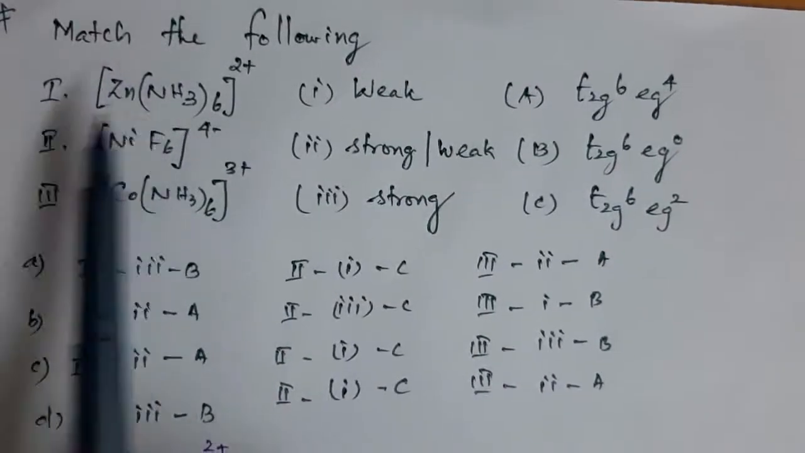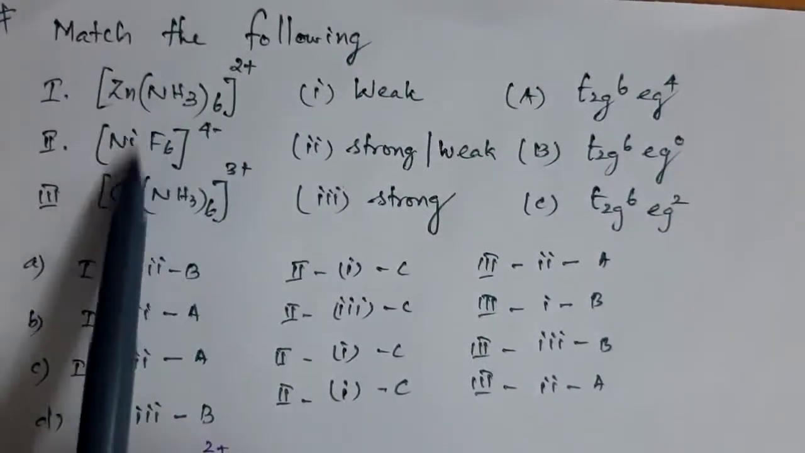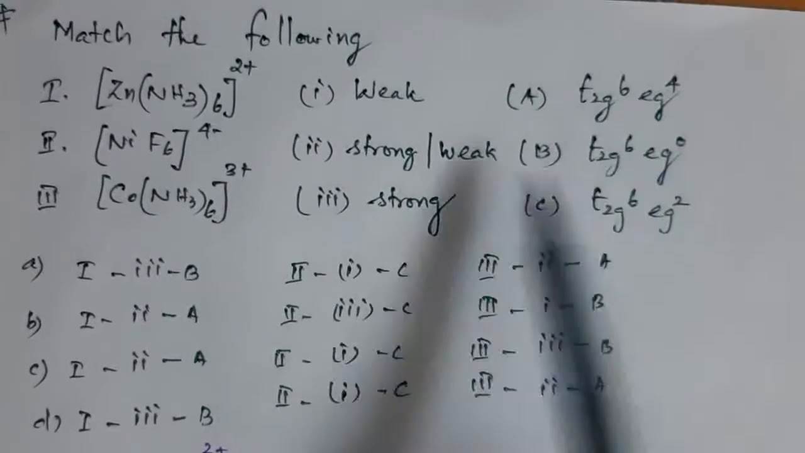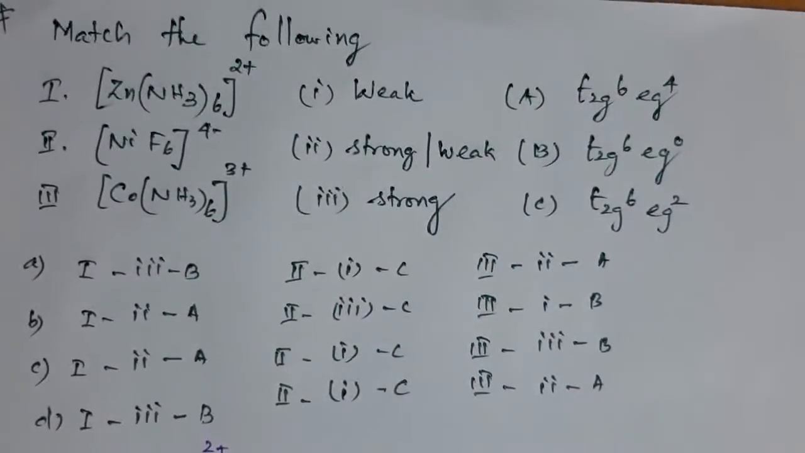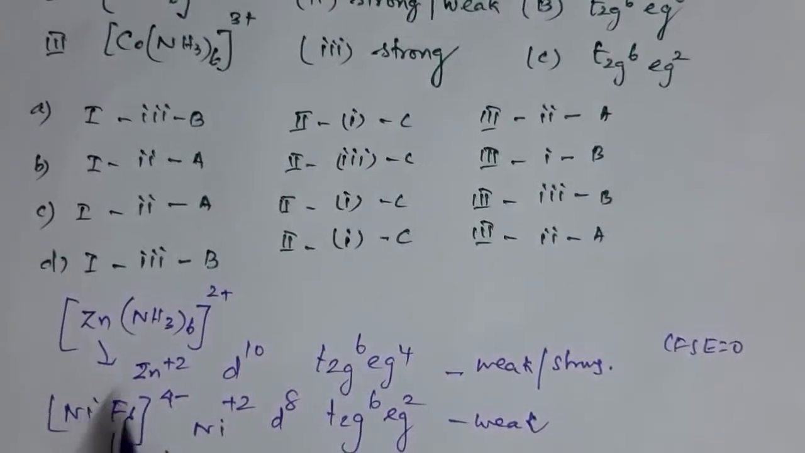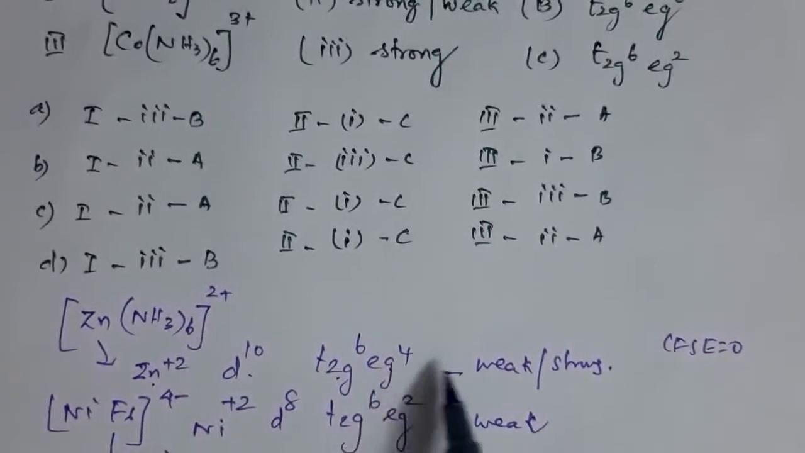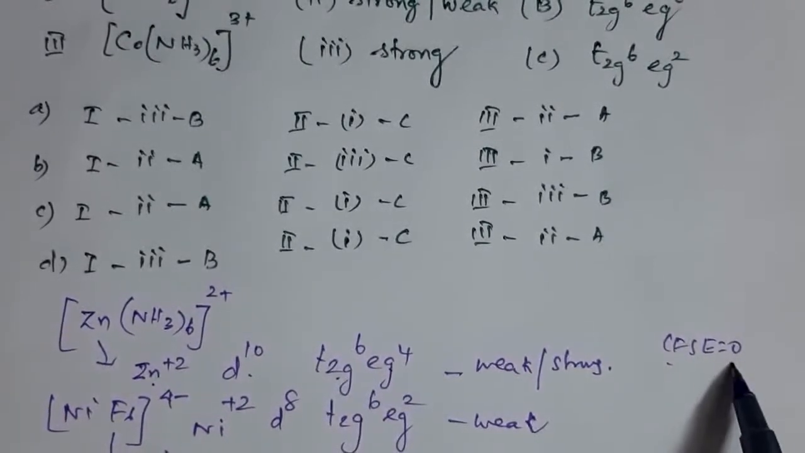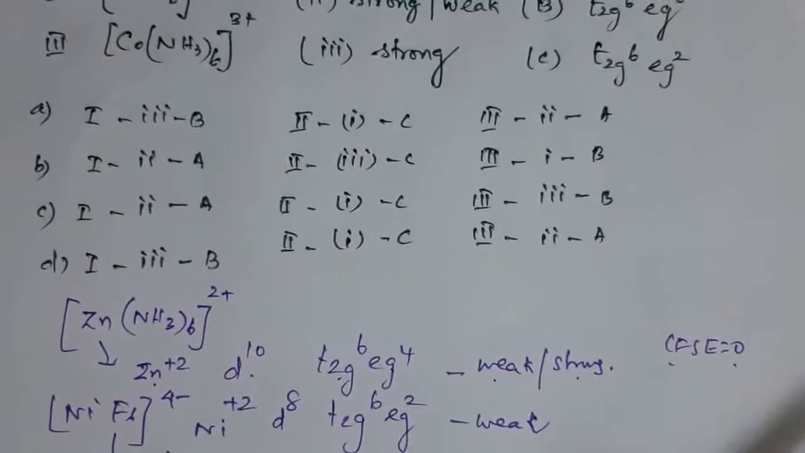Next question. Match the following. The various complexes are given, with electronic configuration and ligand nature. So first one, the zinc complex, the oxidation state of zinc is +2, d10, t2g6 eg4, and it is a closed configuration, that is CFSE is equal to 0. So it may be weak or strong.